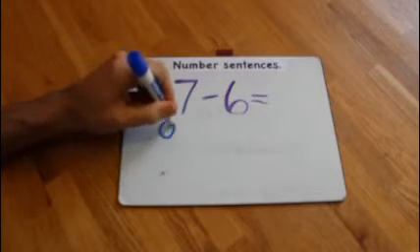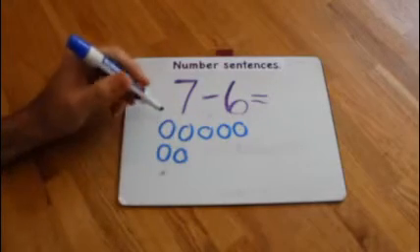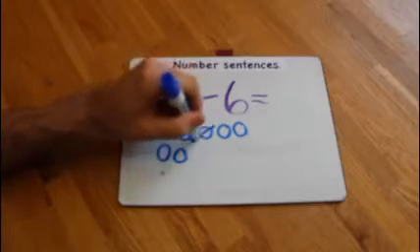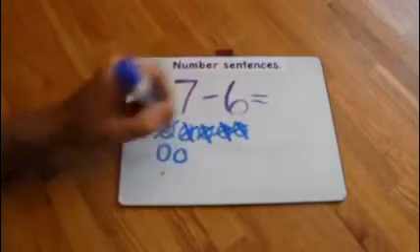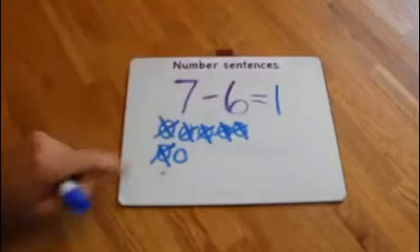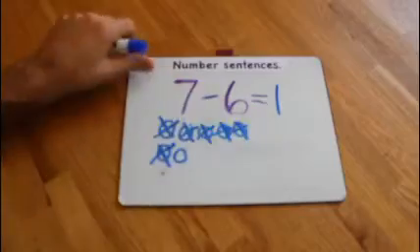Starting with 7. 1, 2, 3, 4, 5, 6, 7. Minus 6. Take away 6 of them. 1, 2, 3, 4, 5, 6. How many are left? 1. Read it. 7 minus 6 equals 1.